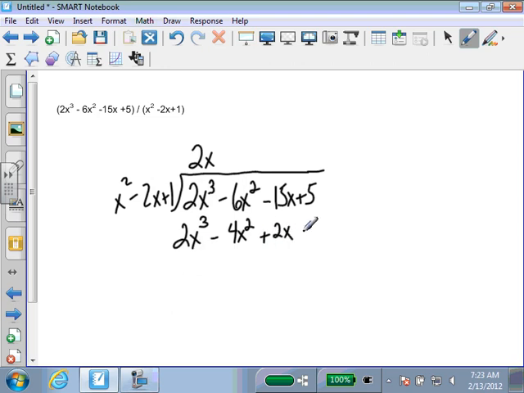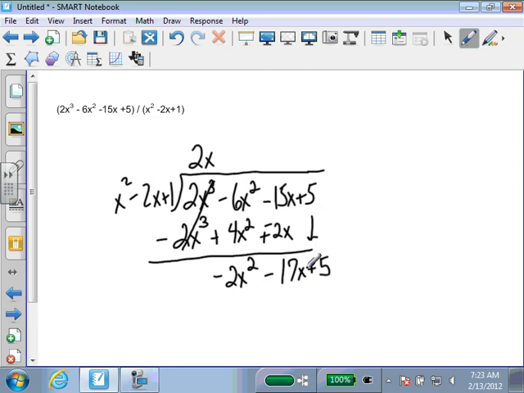Everybody lined up under the term that they go with. I'm going to subtract. So that becomes negative, positive, and negative. The first terms cancel out. I get negative 2x squared minus 17x. And I bring down plus 5.